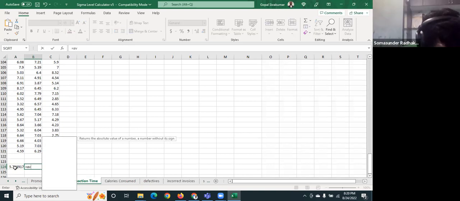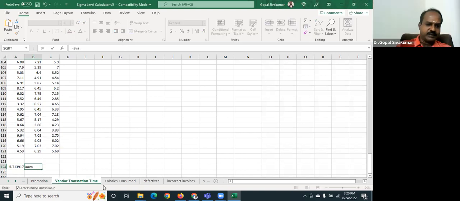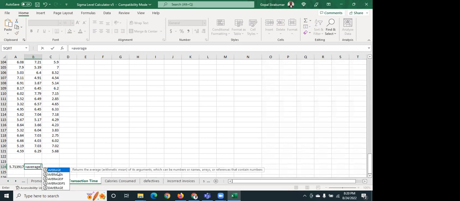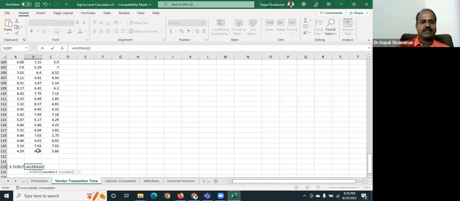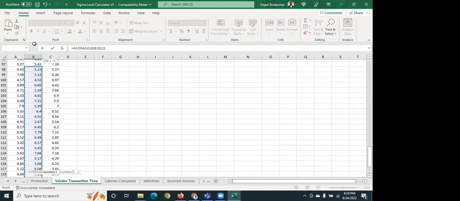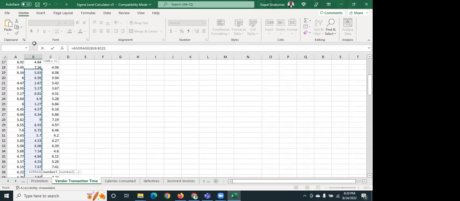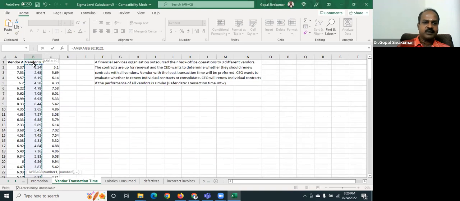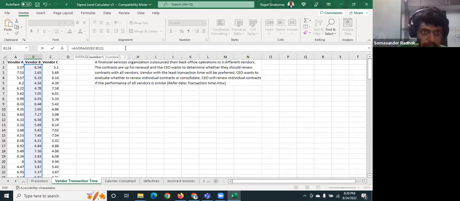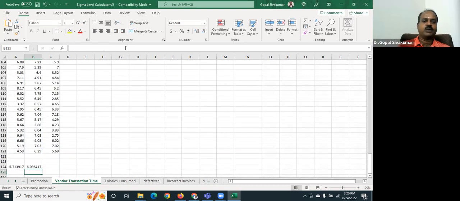5.713. Very good. Now the formula used is average. Average, then you select your data, from the minimum number to the maximum number. Once this is done, close the bracket. Once you do it once, simply copy and paste, and the averages will come.